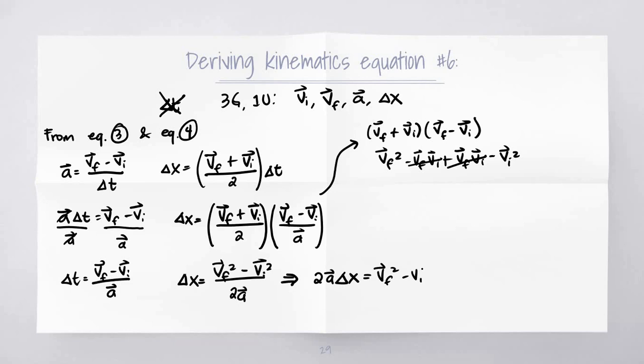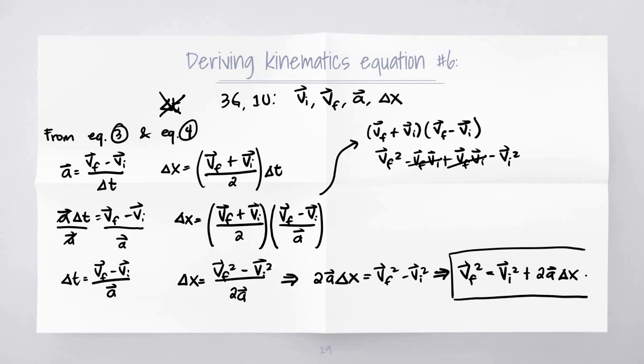minus initial velocity squared. And then transpose initial velocity to the other side of the equation, so this will then give us final velocity squared is equal to initial velocity squared plus 2 times acceleration times delta x. So this is now our sixth kinematic equation.